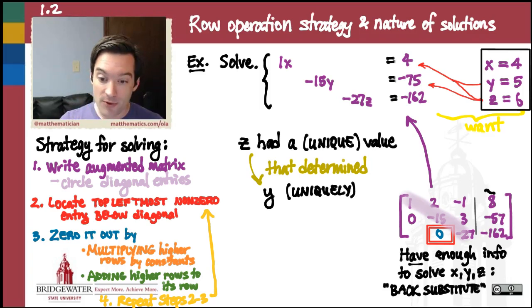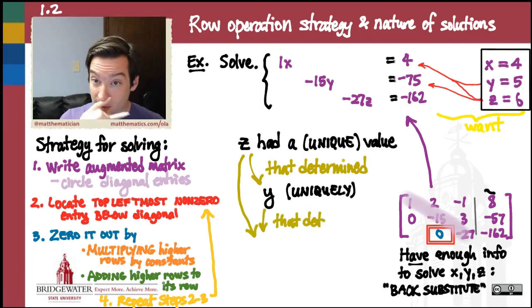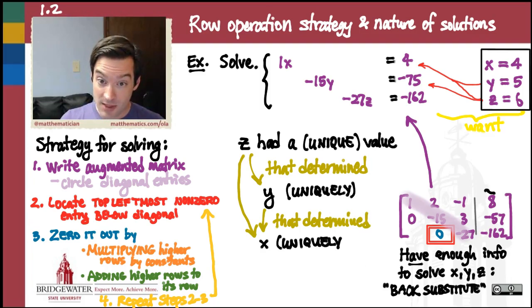So we found out there was only one choice for z, 6. And once we knew that there was only one choice for z, plug it into the second equation, we find out that there's only one choice for y, which is determined by that choice for z. So if I know what z is, I can then use that to find out what y is, and there's only one choice. And in the same way, the z that we found and the y that we found, the only choices that we had for y and z, determined in turn the only choice that we have for x.